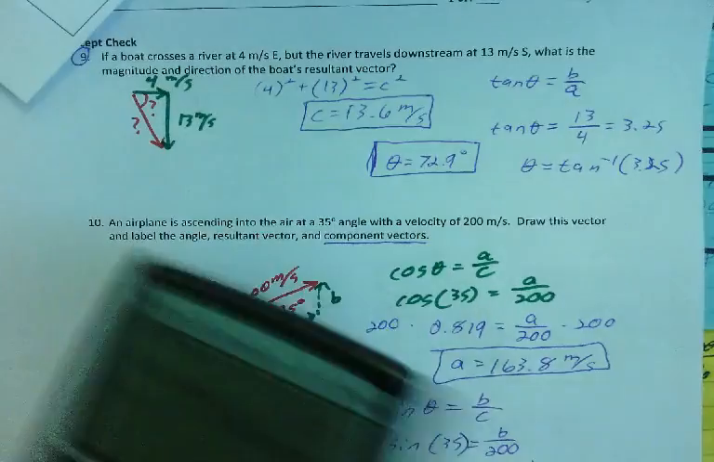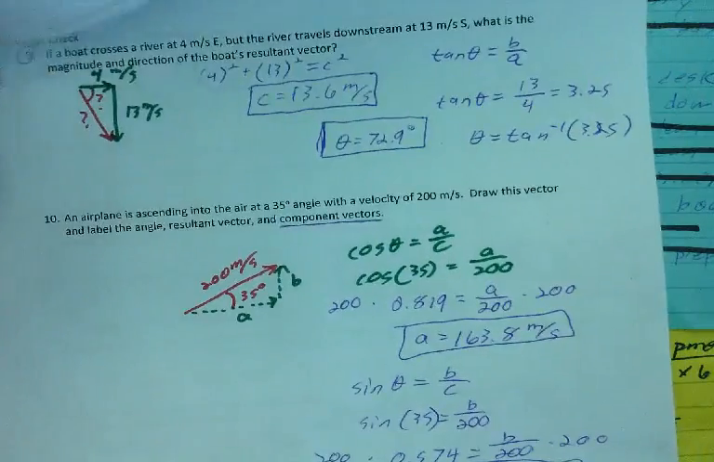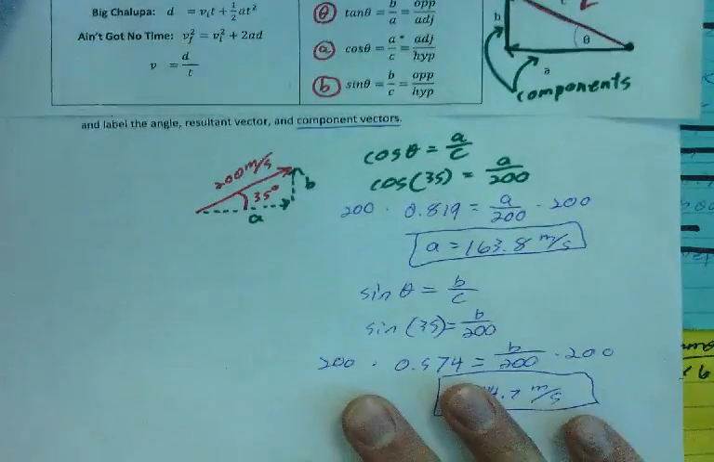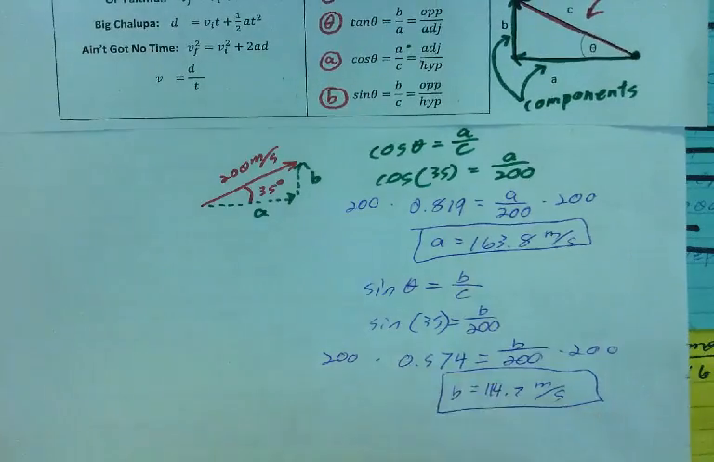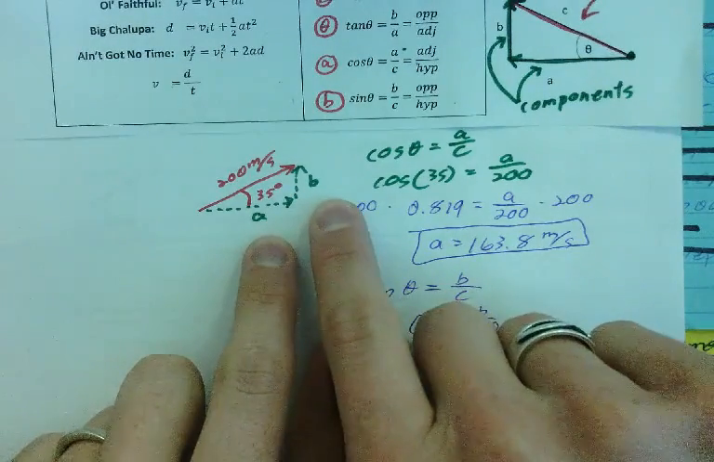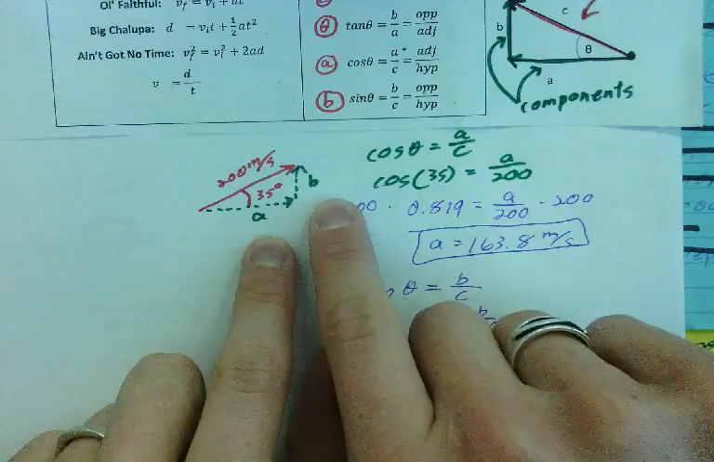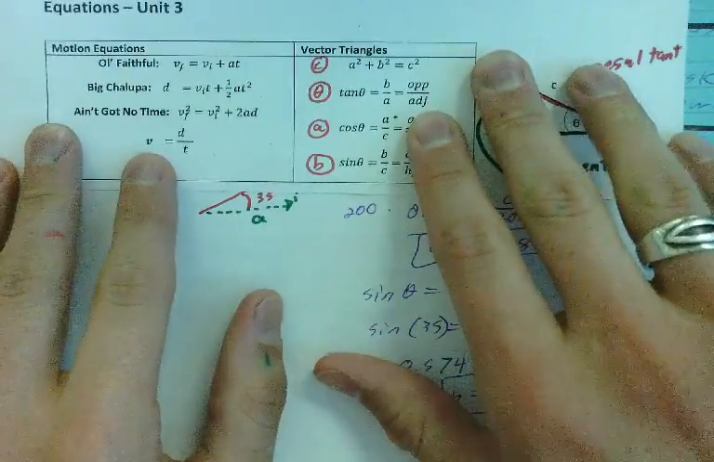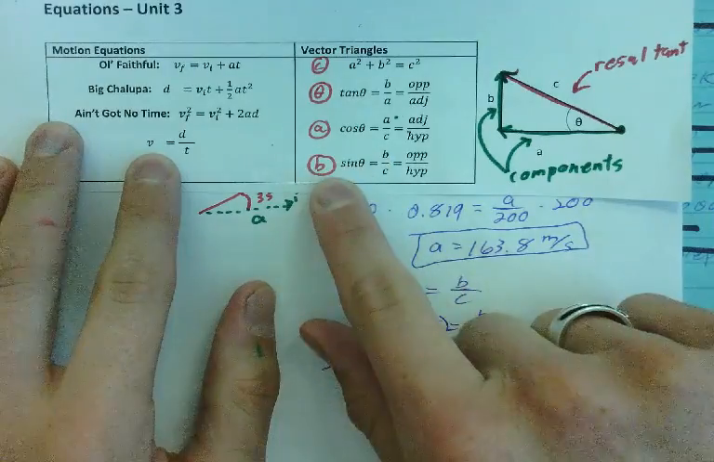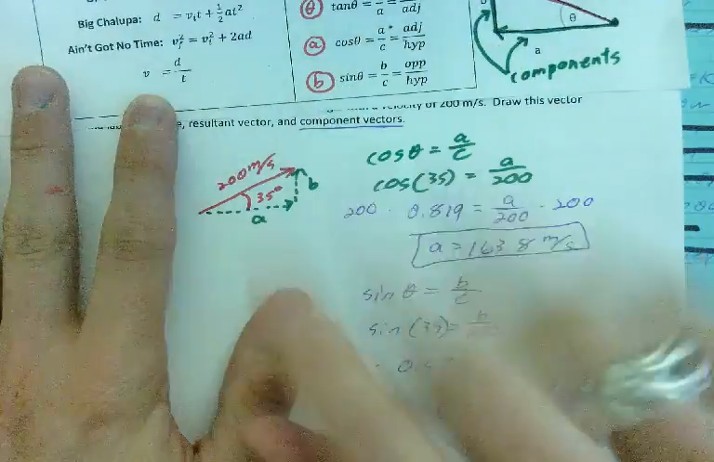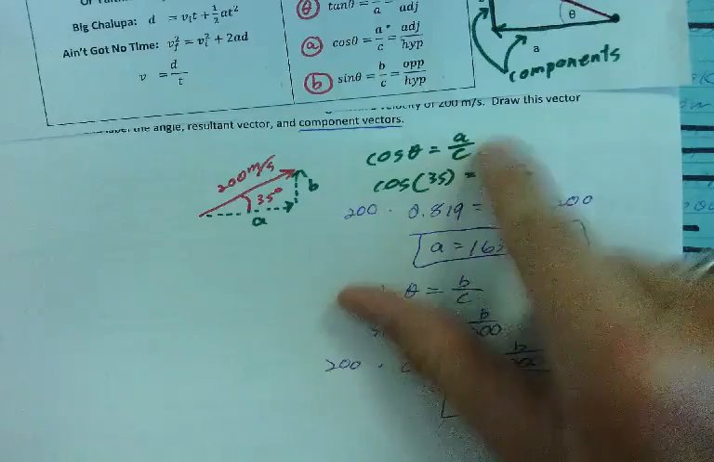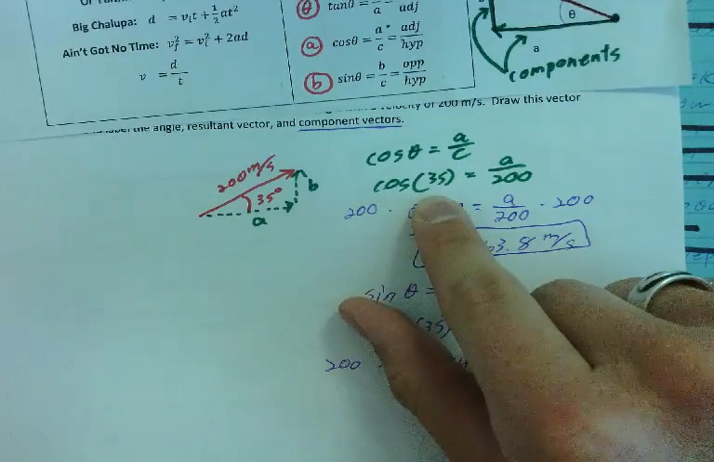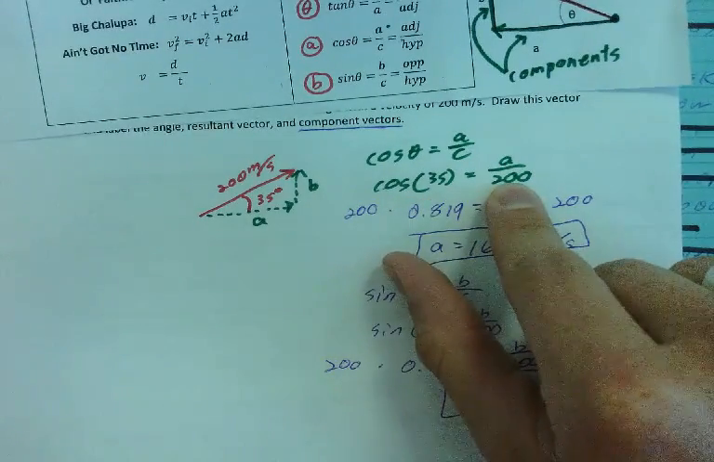I do the exact same kind of thing for number 10. So down here for number 10, I'm going to do the exact same idea. The only difference is instead of being given A and B, I'm solving for A and B, and I'm given C and theta. How do you solve for A and B? Well, A goes with cosine, B goes with sine. So cosine is A over C, theta is 35, C is 200.